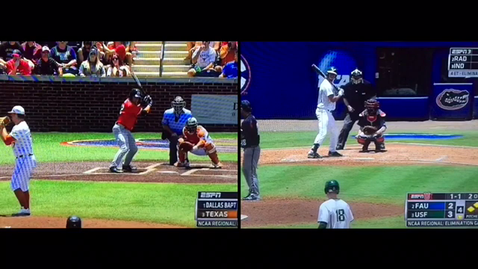So we're going to do a little split screen today. I was watching the regionals. I started watching this game over here. I was actually watching the bases loaded thing that they have going on, which is really cool.